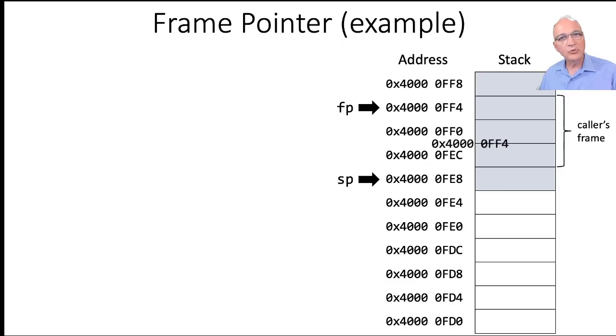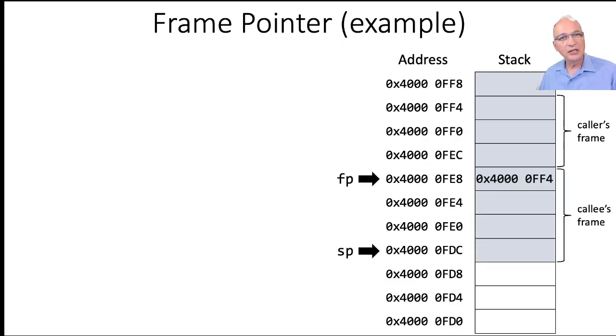I'm going to use that word to write the value of the frame pointer at that position. Then I can move the frame pointer because I have saved its value, so I have a way to restore it. And then I move the stack pointer again to create the space that I need for the rest of the frame.